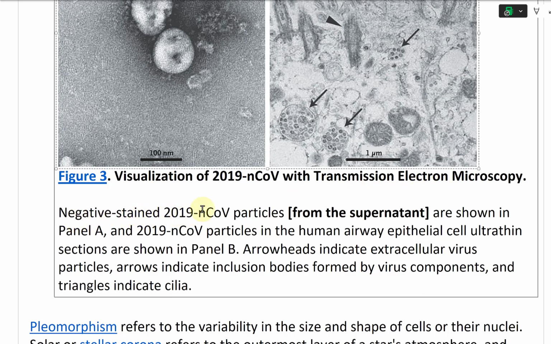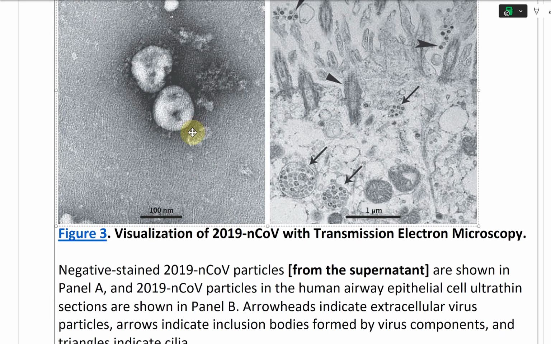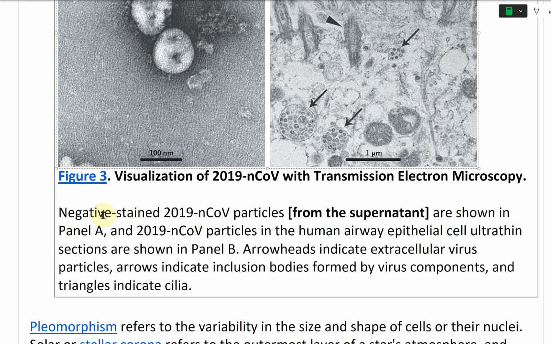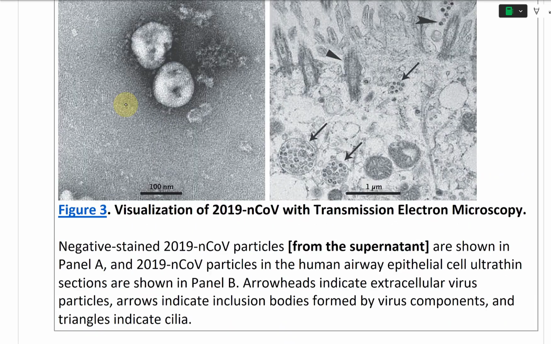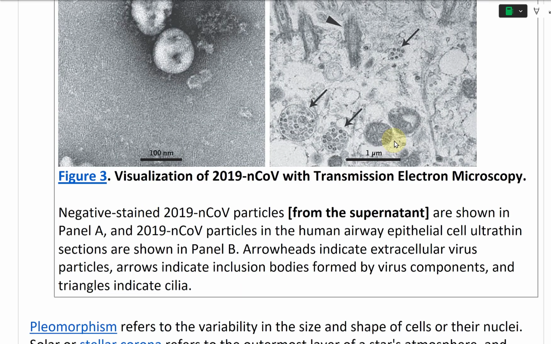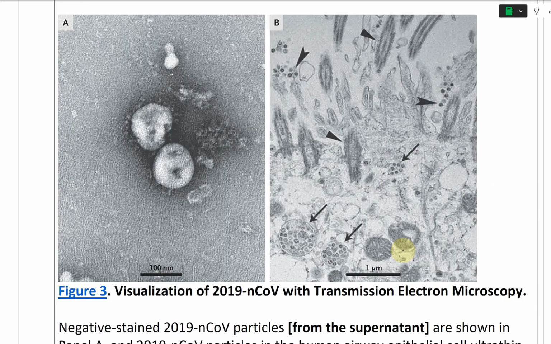So you have negative stained 2019 nCoV particles. This is from the supernatant, shown in panel A. So panel A is a supernatant, and you have these right there. Yeah, those are the supposed virons and the supposed solar corona around it. And you also have on part B, this is the ultra thin sections in that resin block that were cut. And 2019 nCoV particles in the human airway epithelial cell ultrathin sections are shown in panel B. Arrowheads indicate extracellular virus. So those are the arrowheads. No, the arrowheads is right here. So these ones are assuming that these got out of the cells. And this is another one. Supposedly these little dots are viruses.